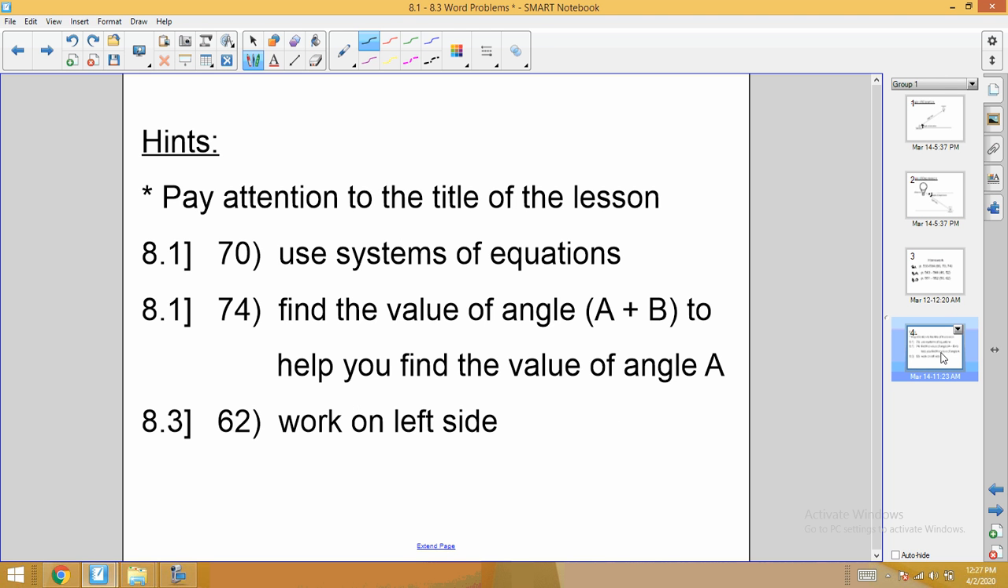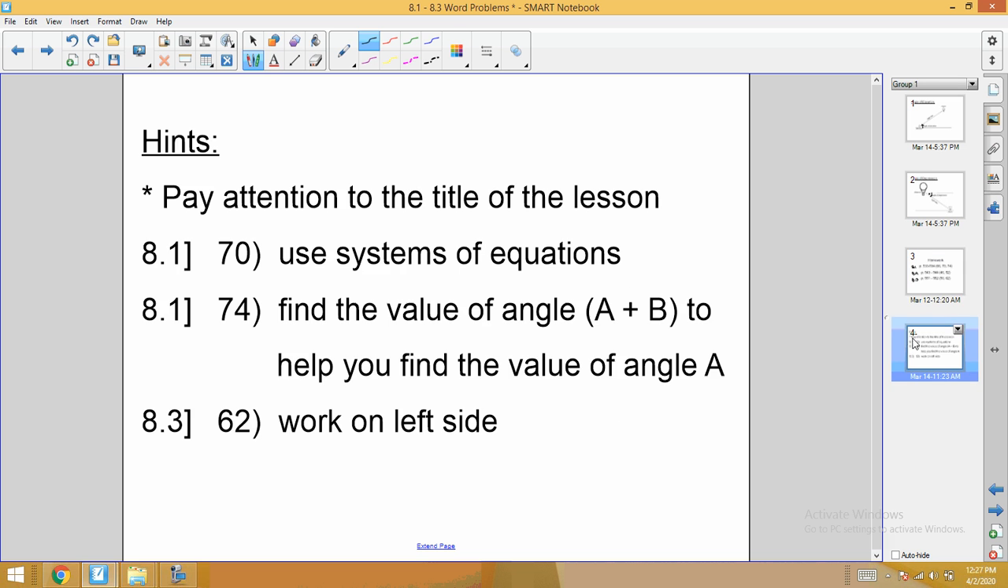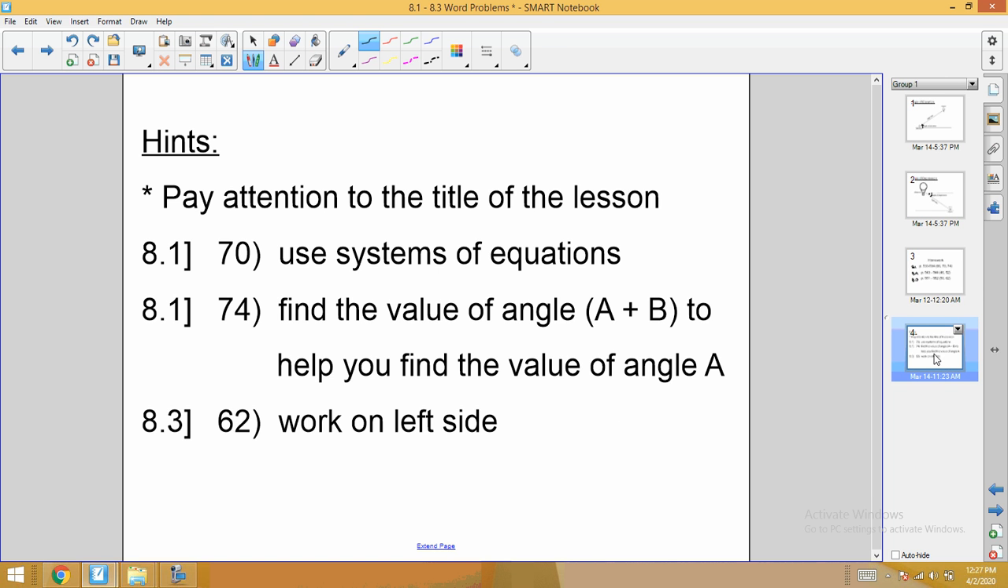I have a few hints for you, some tips that might help you if you get stuck. The first one is just to pay attention to the title of the lesson. So for example, if you're doing one of the problems from 8.2, that was the law of sines problem, so you could take a pretty good guess that you're going to have to use the law of sines. Or if you're doing 50 or 62 from 8.3, there's a good chance that you're going to have to use the law of cosines. So I think that's a helpful hint, is just keep in mind which lesson you're on and which section you're on, and that should be your guide.